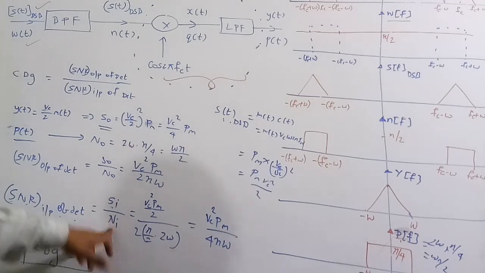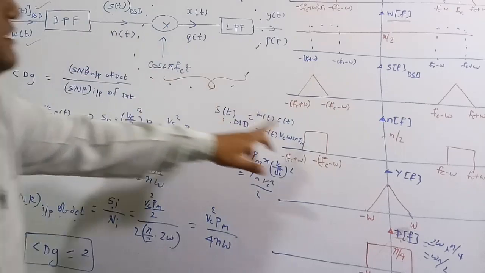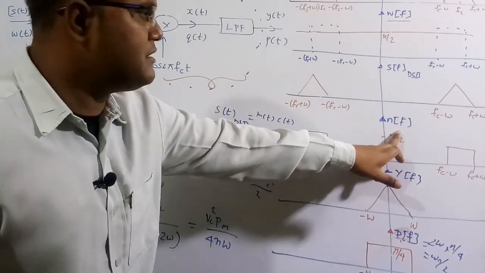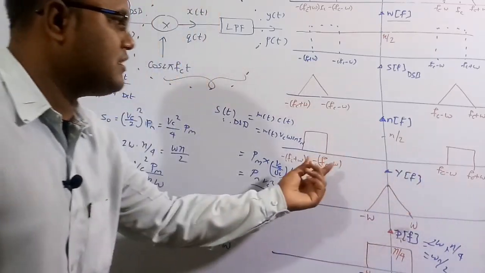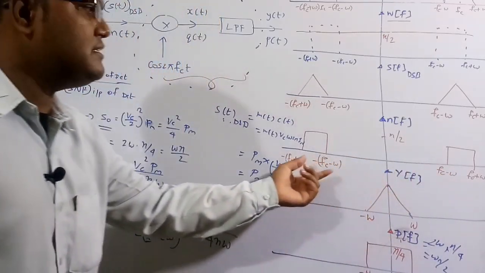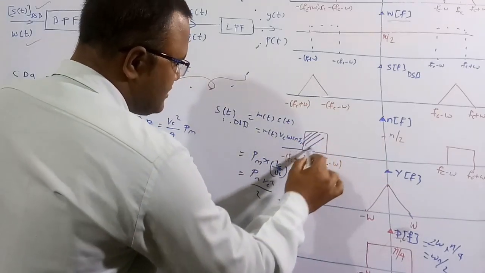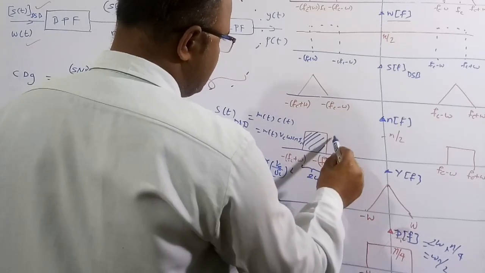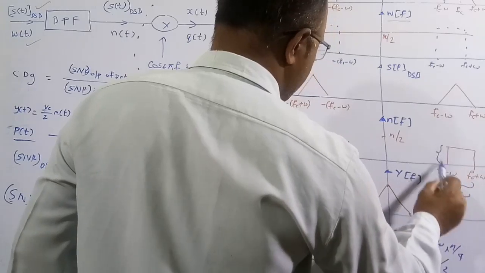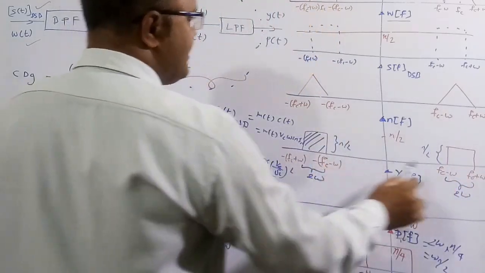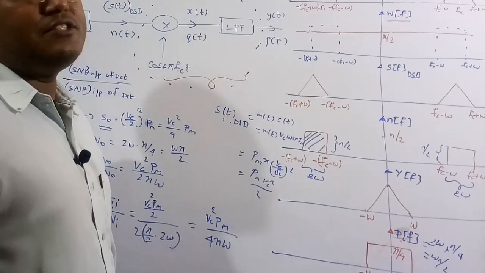Similarly, Ni is the noise power present in the signal n of t. I want to know the frequency domain. For the frequency domain representation n of f, only this range of frequencies is going to pass through the band pass filter. So I want to know the noise power present in this n of f, which is the area. This area has width 2w and height eta by 2, and similarly here also 2w and eta by 2. So you have to find the area of this one and the area of this one. The area under the frequency domain graph tells you how much power is present.